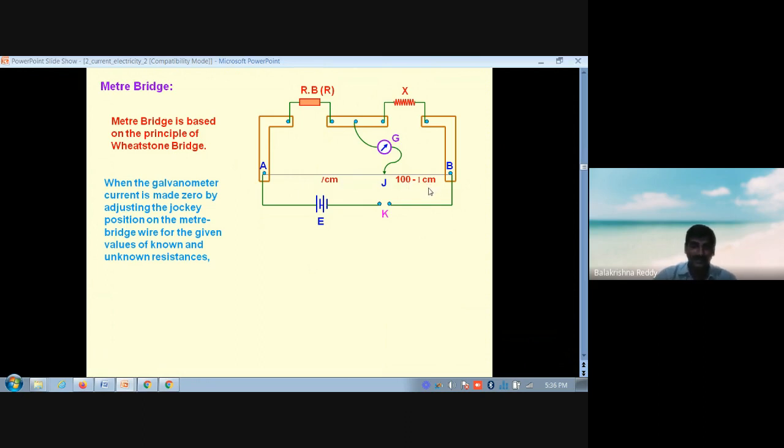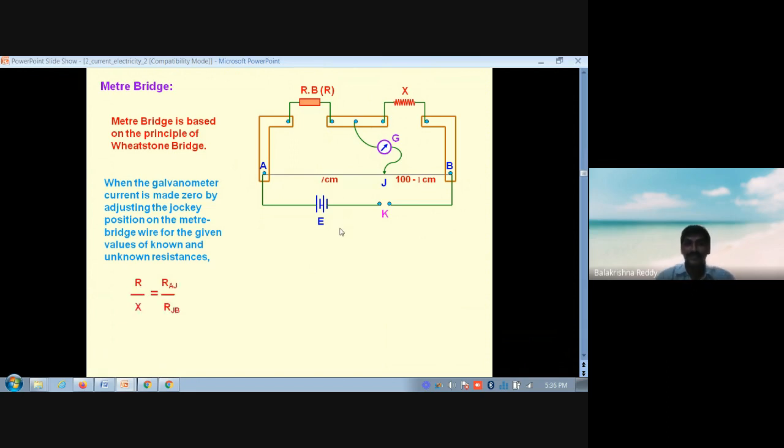Let us say here you got zero deflection in the galvanometer at 60 centimeter. Out of 100, at 60 centimeter you got it, in the sense from here to here is 60, then the rest of the part is obviously 40, right? So 60 is R1 and R2 is 40, and R3, R4 you are seeing in the diagram. One is X, one is a resistance box. In such a way we will find the unknown resistance in the circuit.